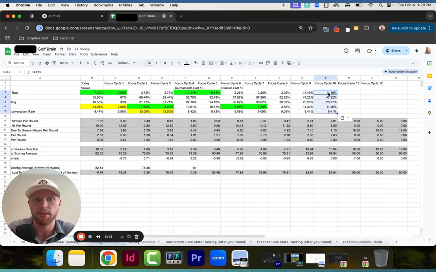Now, what I'm able to do, this is just a spreadsheet that I built for all my students. But what we can do here is say, okay, here's where we're at right now.